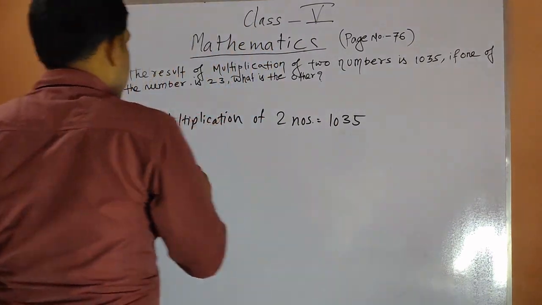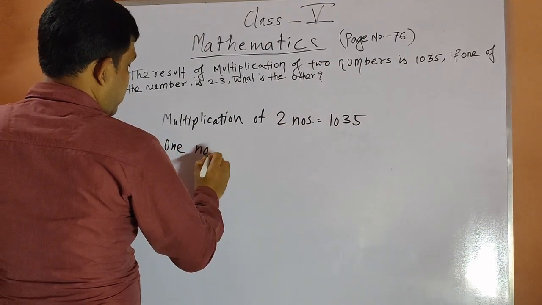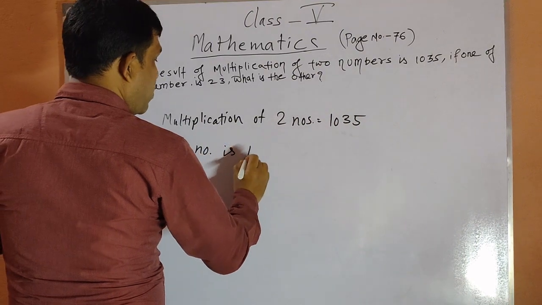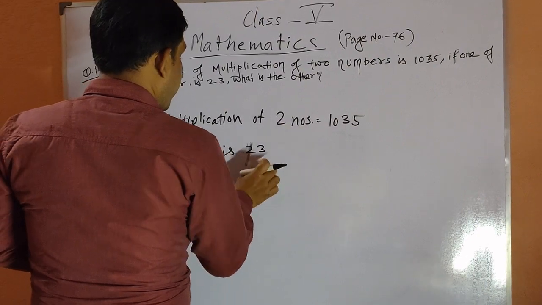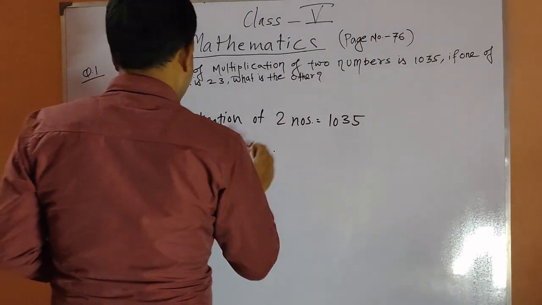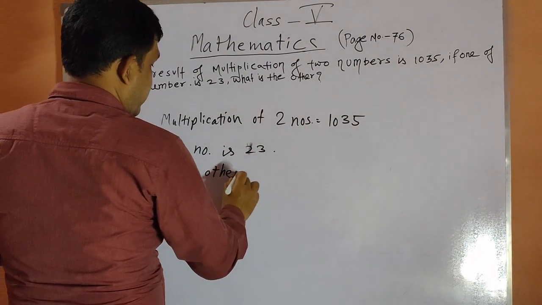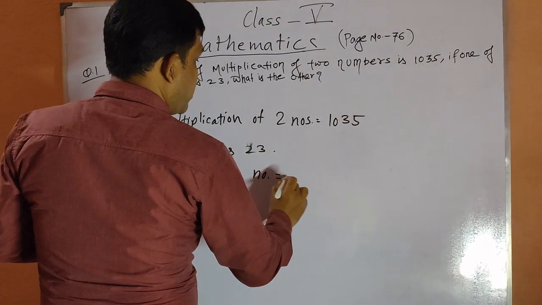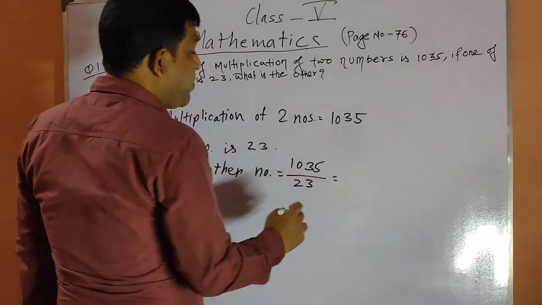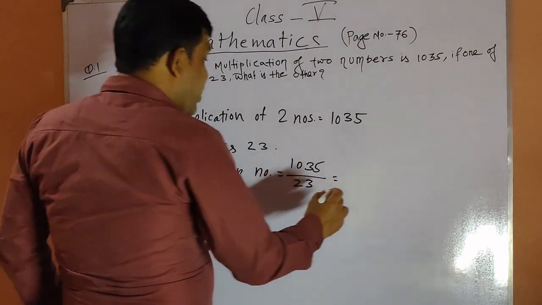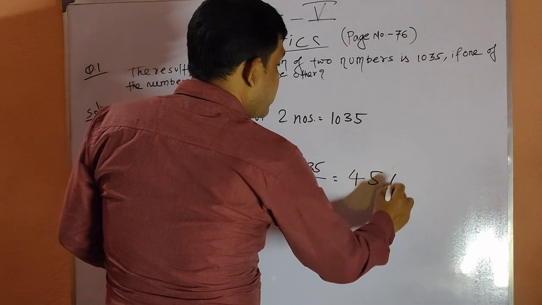One number is given, 23. Therefore the other number is 1035 divided by 23. You will get the other number. That means 1035 divided by 23, you get 45. The answer.